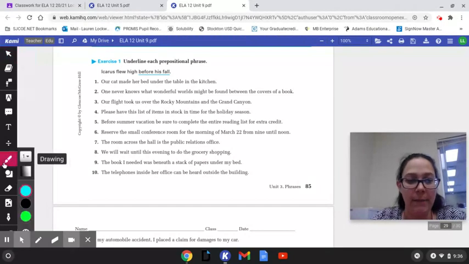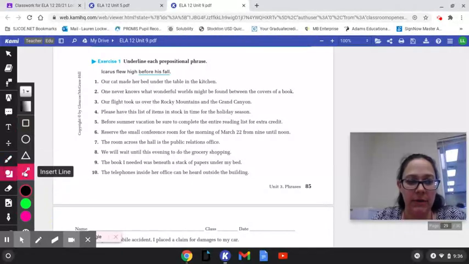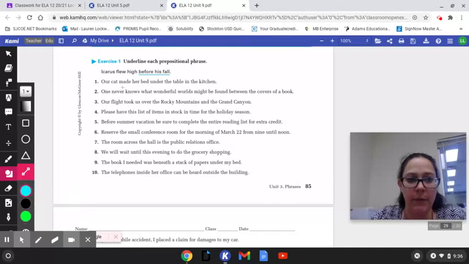I'm going to get out my drawing tool so I can underline the prepositions. I'm going to use this line here in blue. Here we go. Our cat made her bed under the table in the kitchen. Now, I know that under is a preposition. So when I think about this prepositional phrase, I'm going to think, under where? Under the table. Then I'm going to underline that.